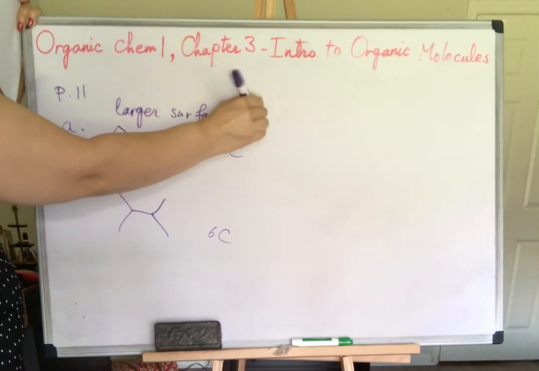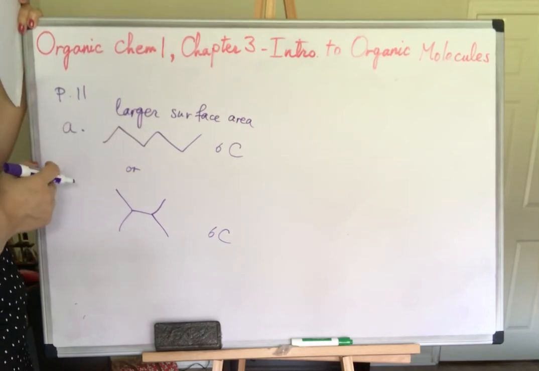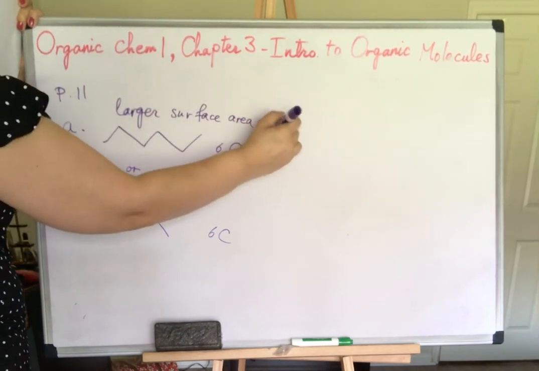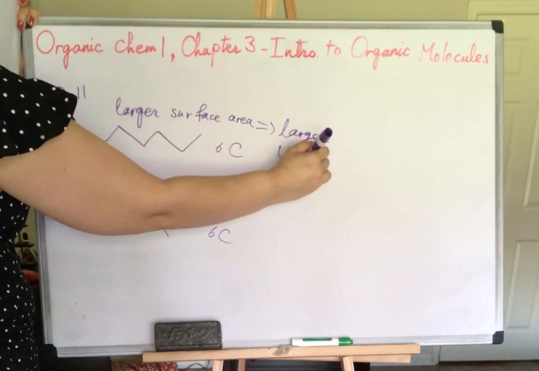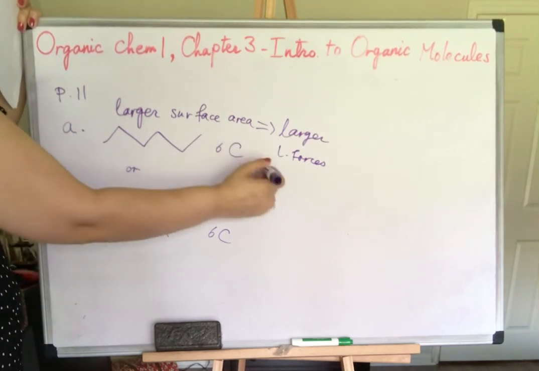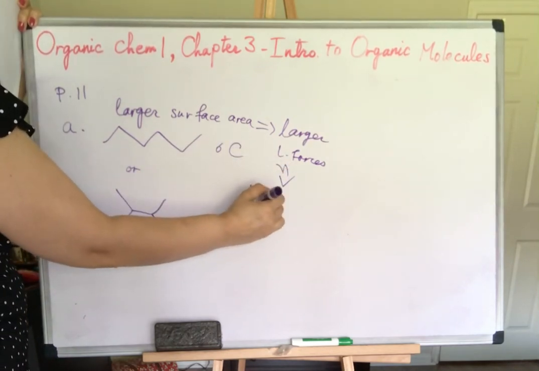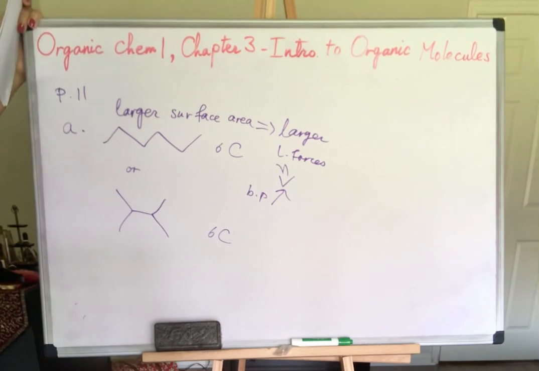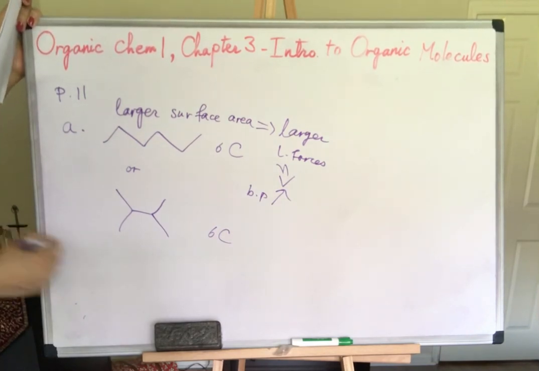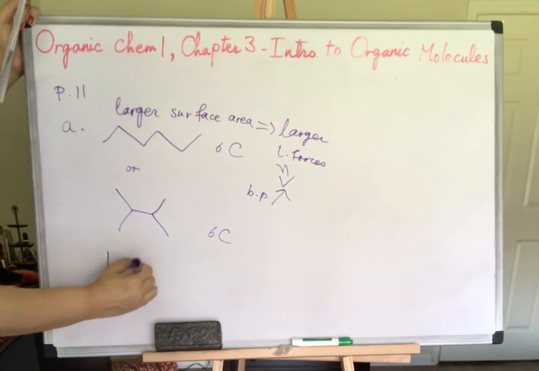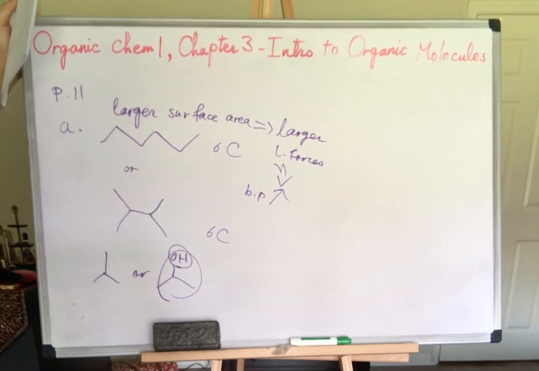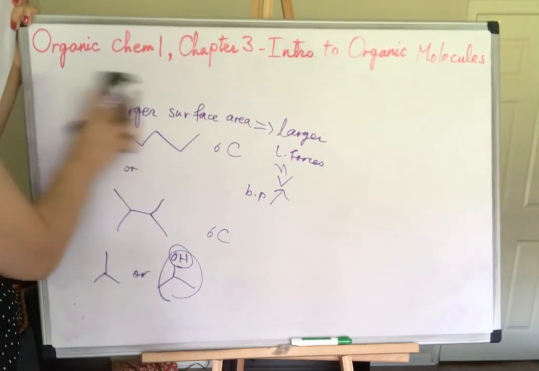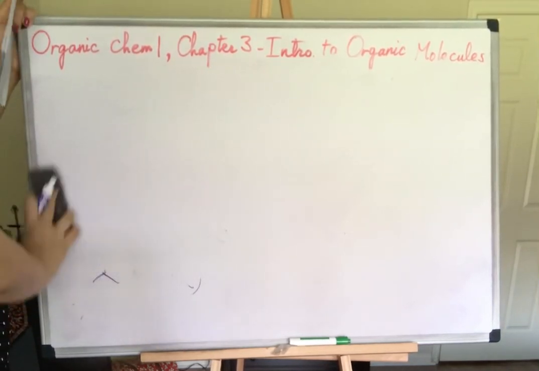So between the two molecules, the one with the larger surface area has the higher boiling point because it has larger London forces. Okay, so it has a higher boiling point. And between C and D, can you tell me which one is higher? I'm sure you would say this one because of the formation of hydrogen bond. You have more polarizable atoms.